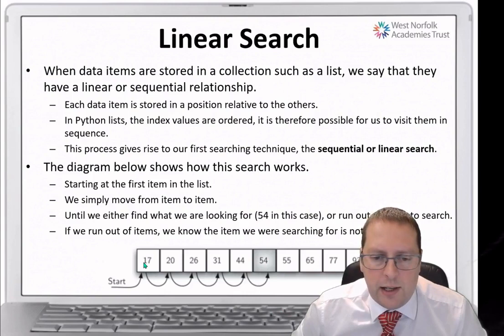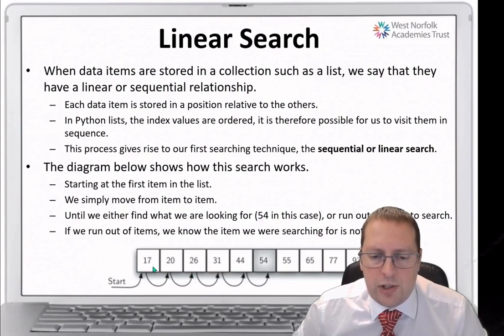And we start here at the first item. So this is location 0. This is 17, so it's not this one that we're looking for. It's not the 54, so we move on to the next item. Then we're looking at 20. It's not that, so we move on to the next item.